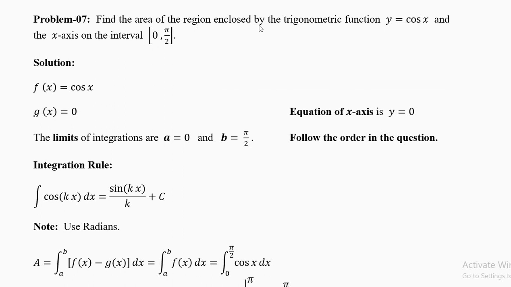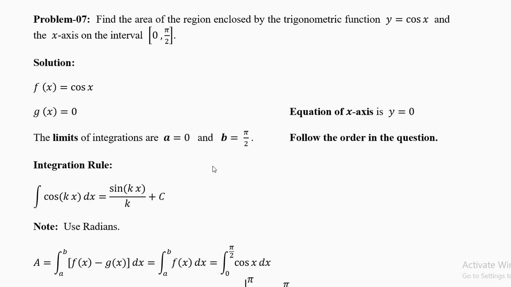Find the area of the region enclosed by the trigonometric function y equal to cos x and the x-axis on the interval 0 to pi by 2. Now just remember, x-axis means y equal to 0, f of x equal to cos x, g of x equal to 0. The limits of integration are given in the question.